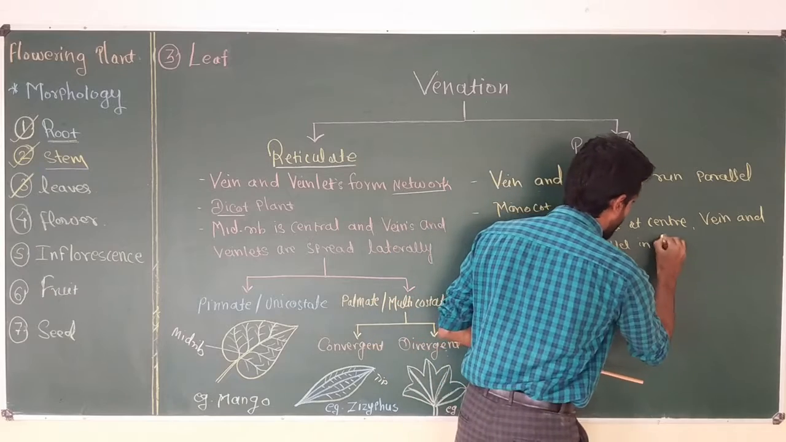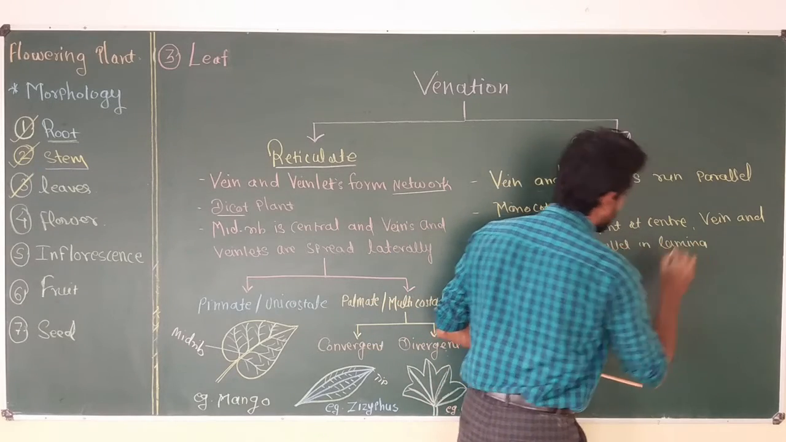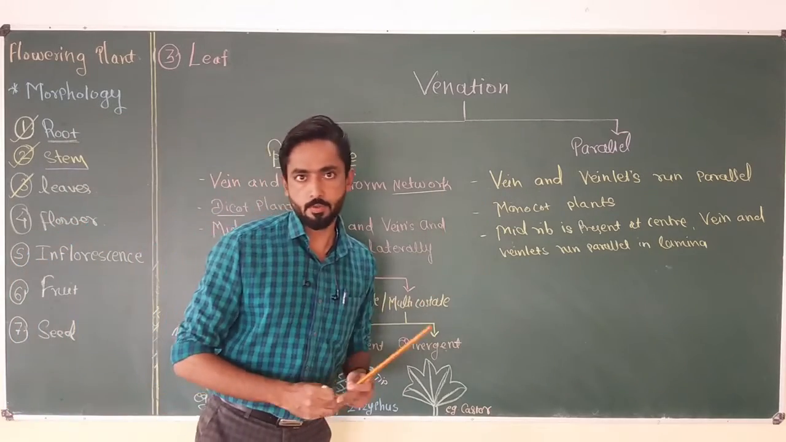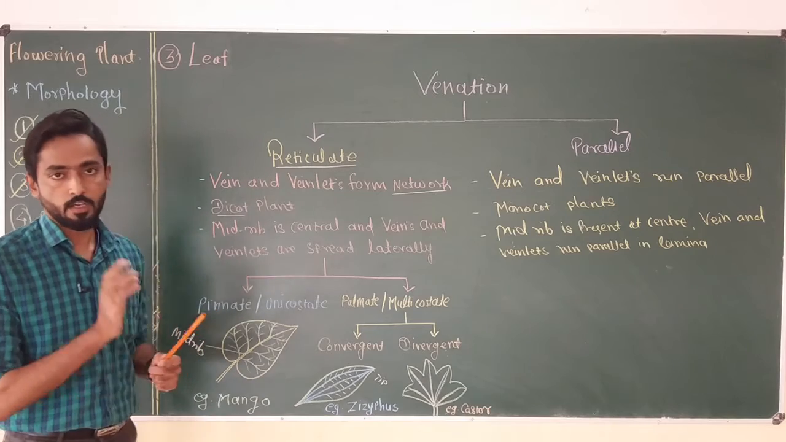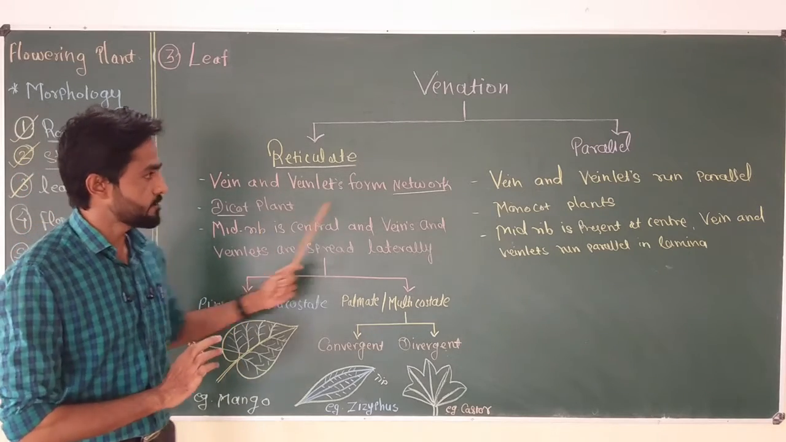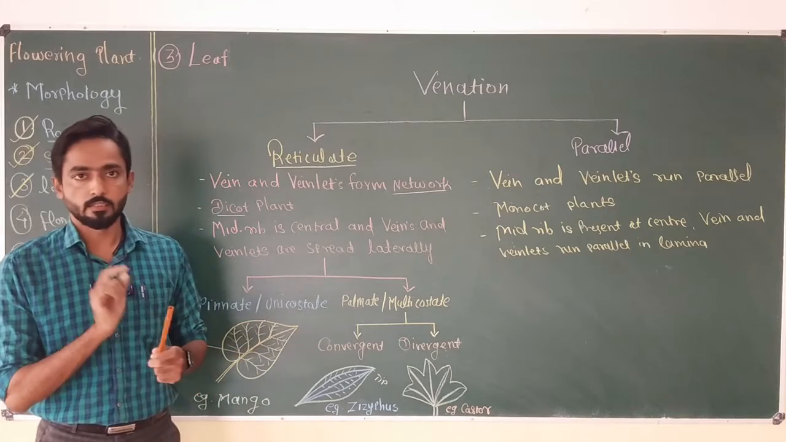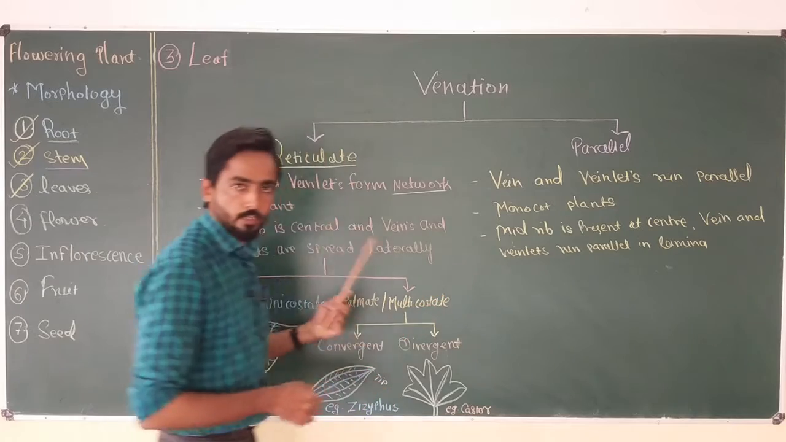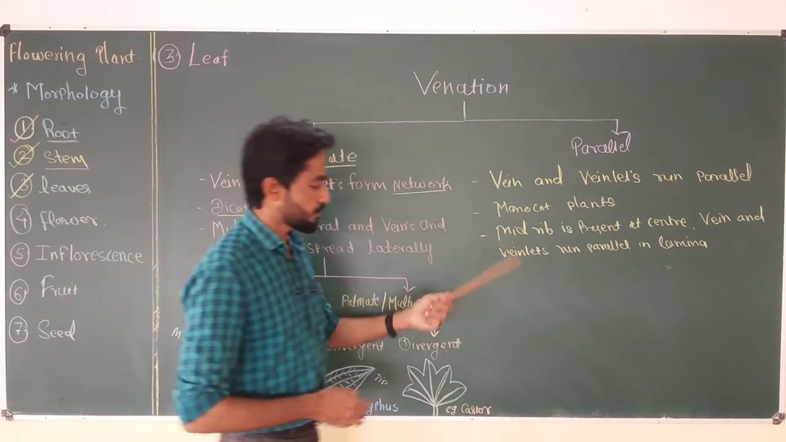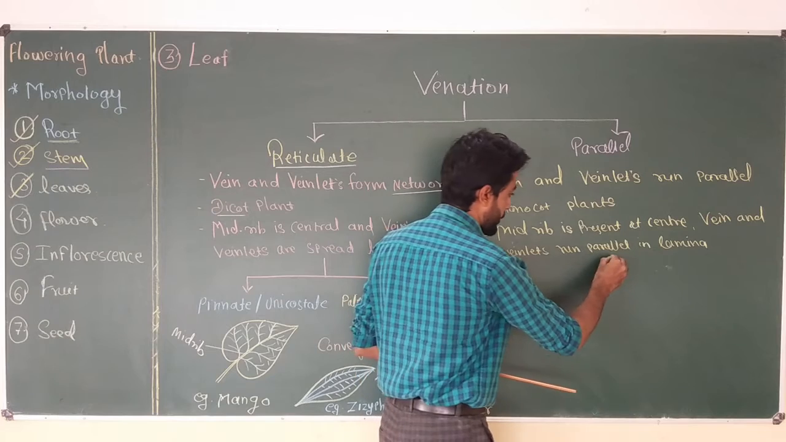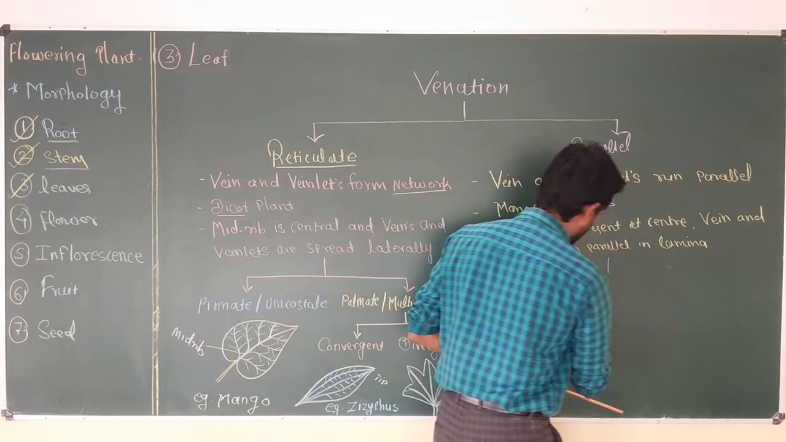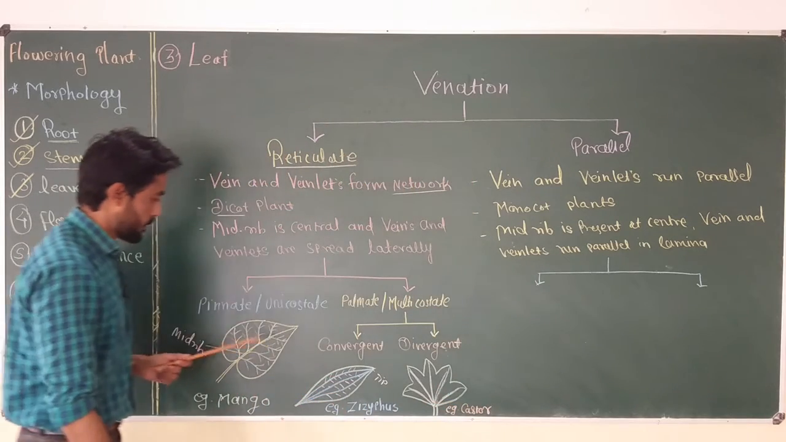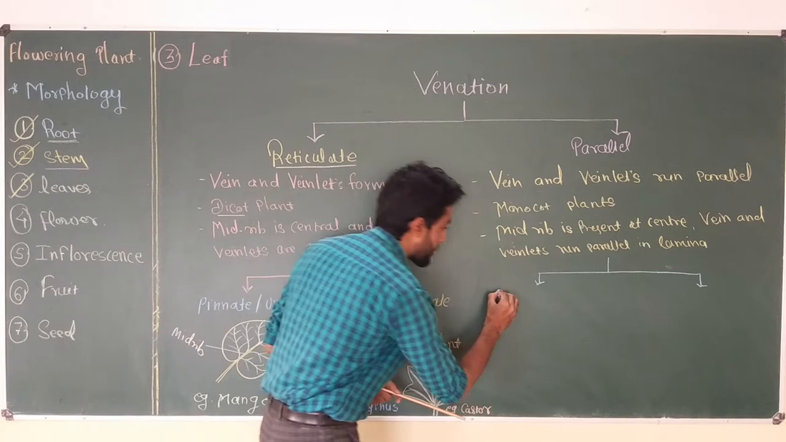in the lamina. So we can easily differentiate reticulate and parallel venation on the basis of the arrangement of the vein and veinlet. Midrib is present in both cases, but the arrangement of vein and veinlet is different. Now similar to reticulate venation, parallel venation also has two different types depending upon the number of midribs present in the leaf. So the first type is unicostate.